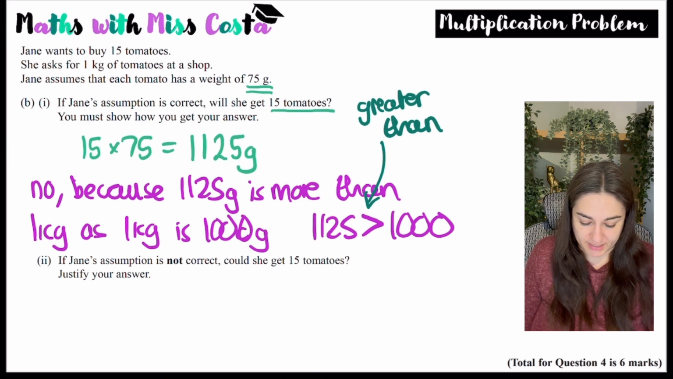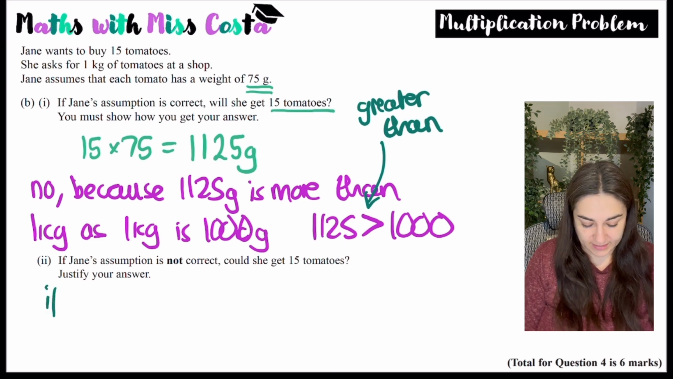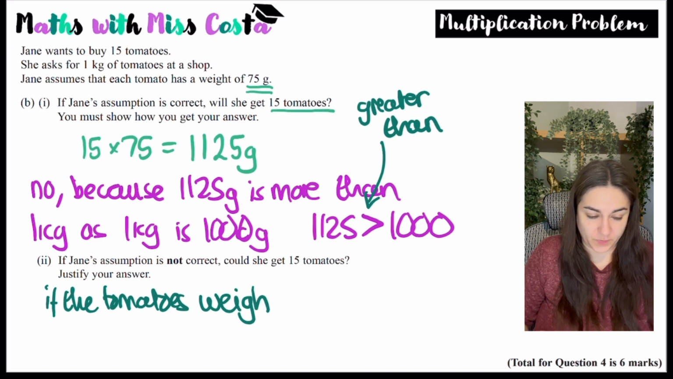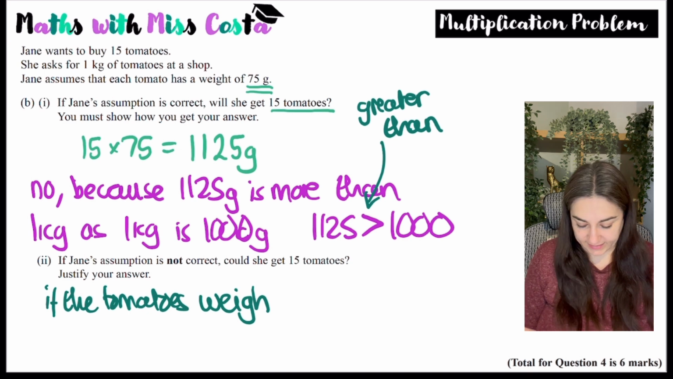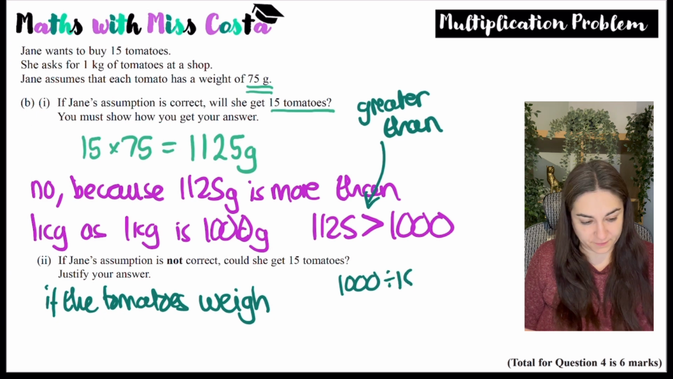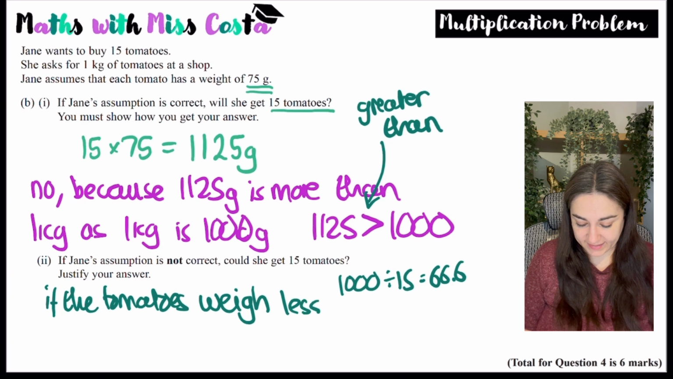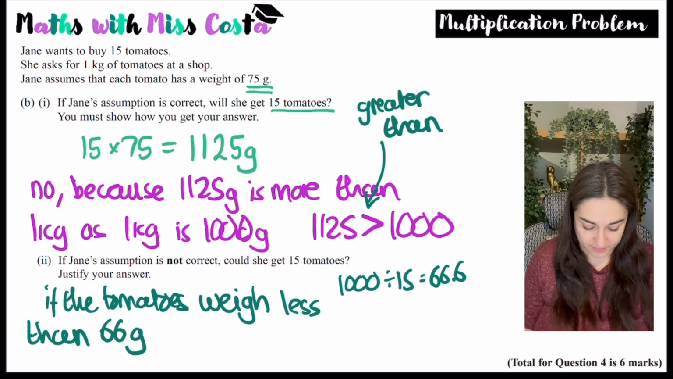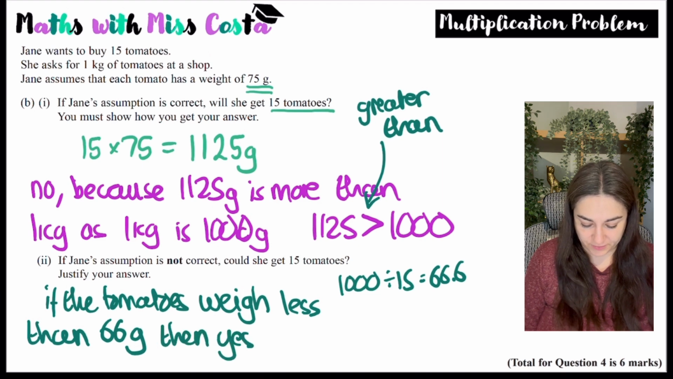If Jane's assumption is not correct, could she get 15 tomatoes? Well, if the tomatoes weigh less, let's figure out how much less. So 1,000 divided by 15 is 66.6. So if the tomatoes weigh less than 66 grams, or 66.6 even, then yes, she could.